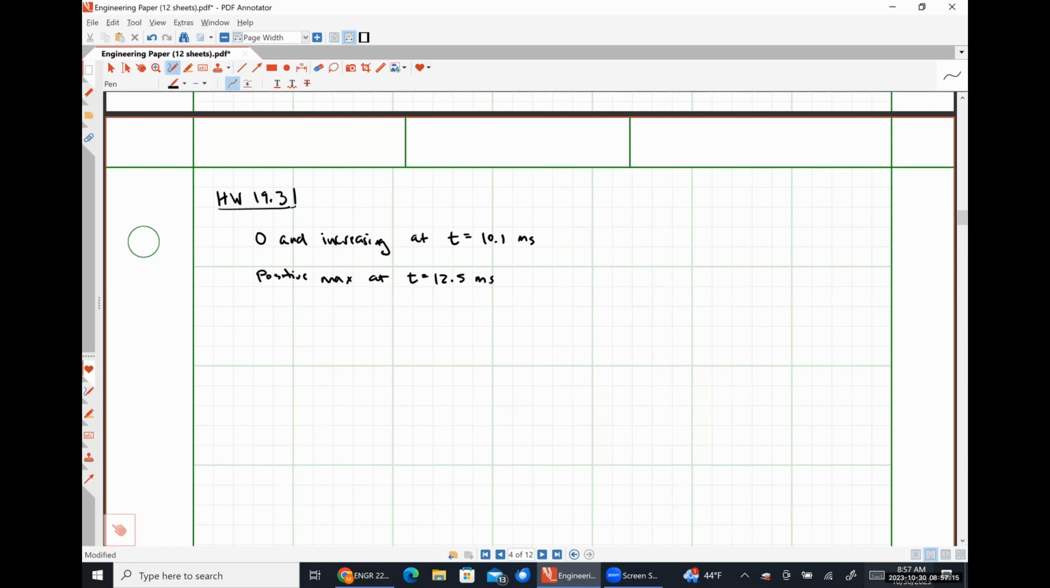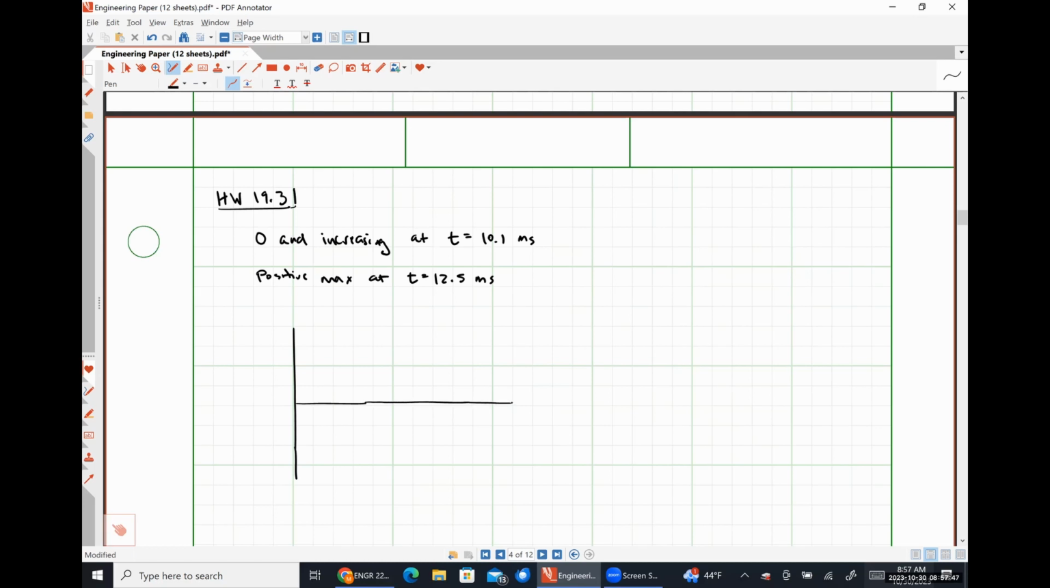I'm going to possibly pre-apologize because looking at the time difference between these two things, it looks like you might be an unlucky soul, but we'll figure it out. So we're told specifically that we have a sine function that is 0 and increasing at t equal to 10.1 milliseconds. So I'm going to draw a plot here. As per usual, because I can't draw, it will be pretty crappy, but we'll make it work.